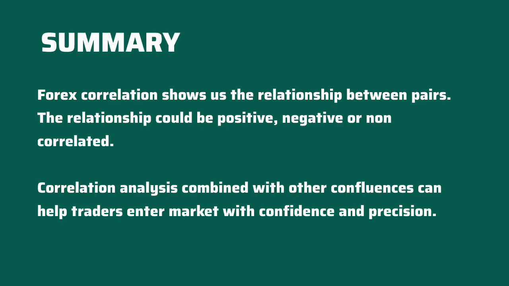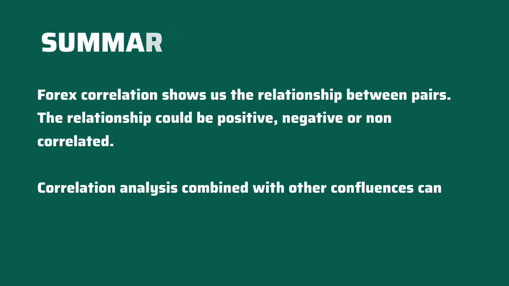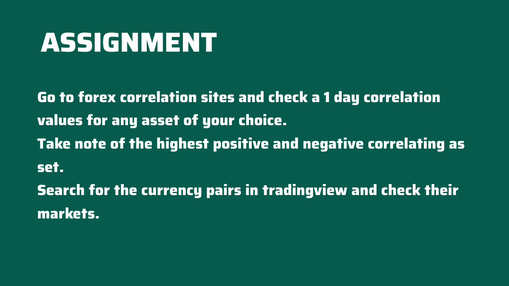So in summary, forex correlation shows us the relationship between pairs. The relationship could be positive, it could be negative, or there may not be any relationship, that is non-correlated. Correlation analysis, when combined with other confluences, can help traders enter the market with confidence and precision. So I want you guys to take note of this, because we are going to bring out a trading technique from this correlation analysis. Now the assignment is that you have to go to these forex correlation sites.